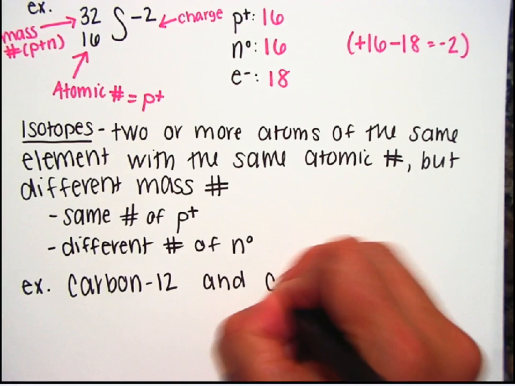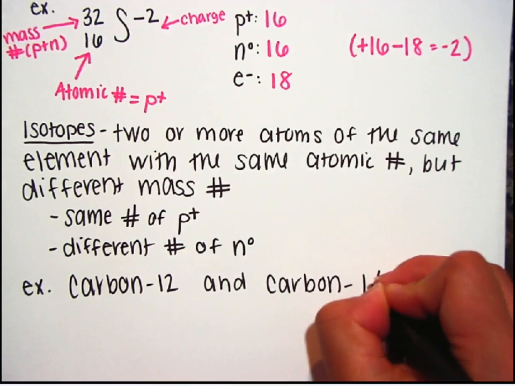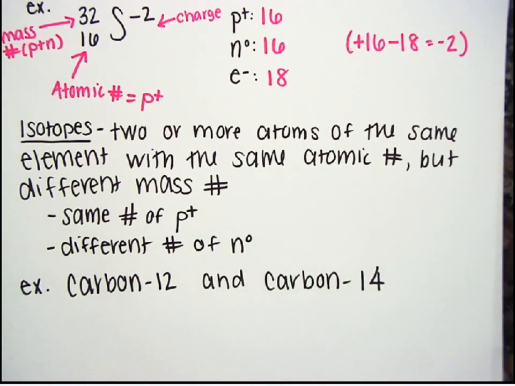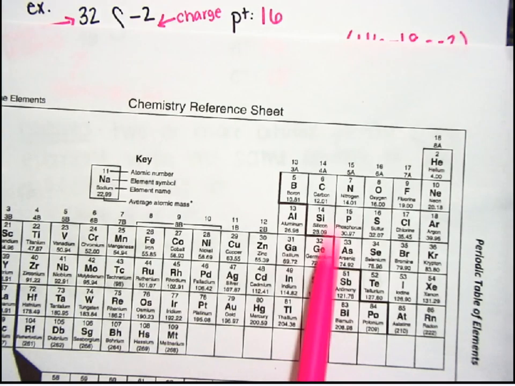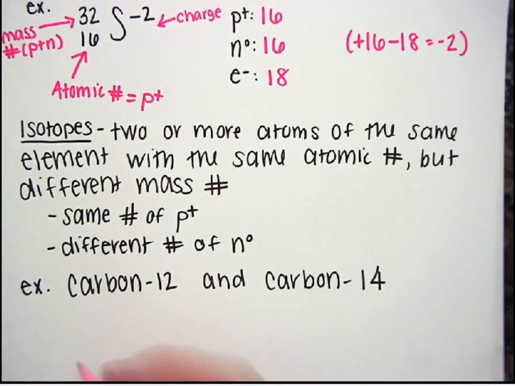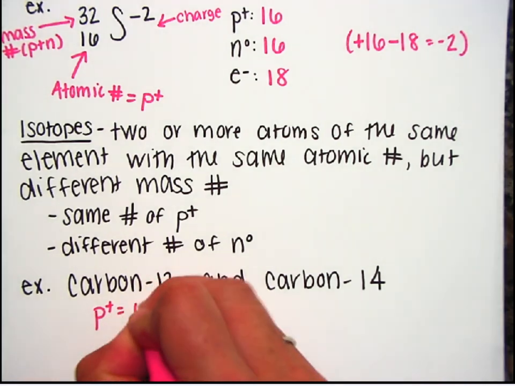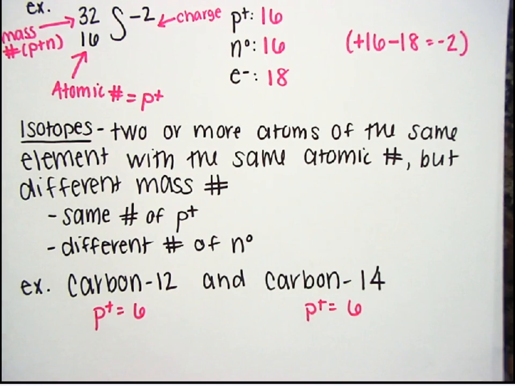Carbon 12 and carbon 14. These are isotopes. 2 or more atoms of the same element. They're both carbon. Since they're both carbon, they have the same atomic number. Carbon has an atomic number of 6. The atomic number is equal to the number of protons. So both carbon-12 and carbon-14 have 6 protons.